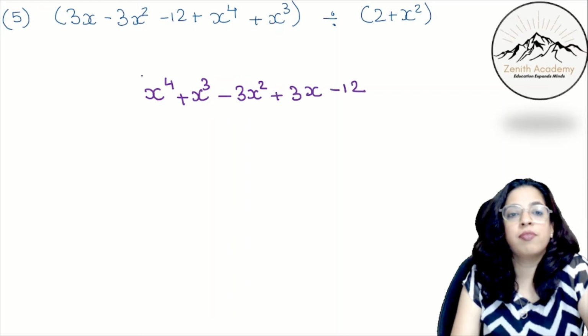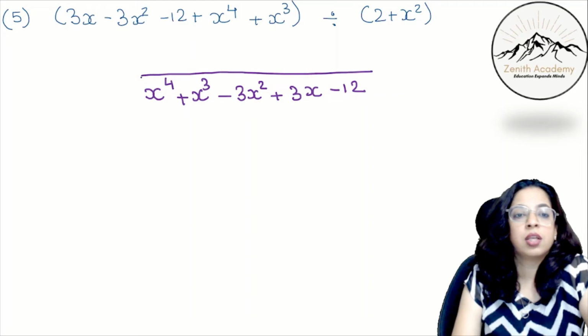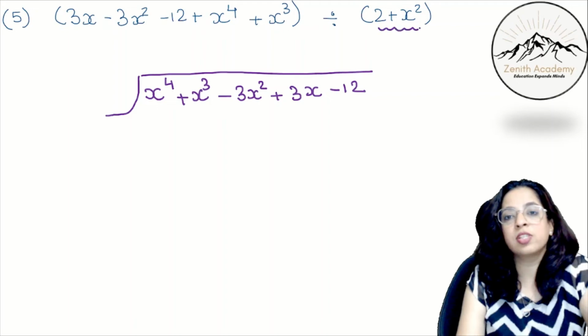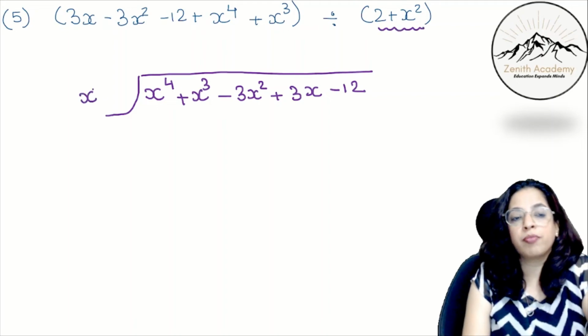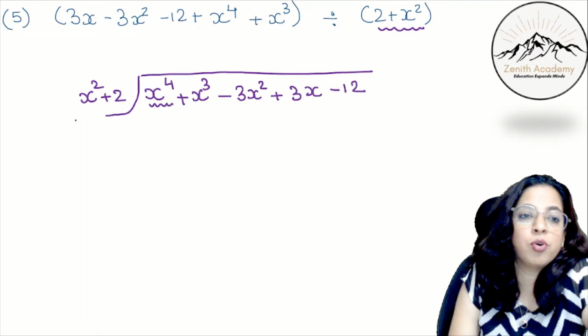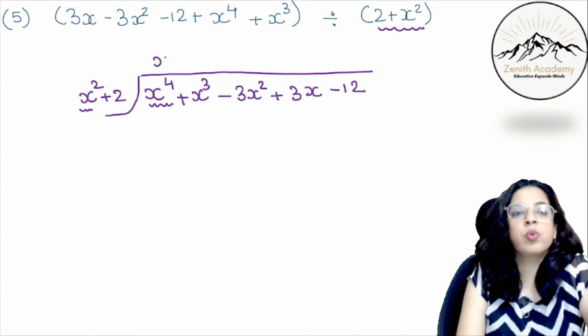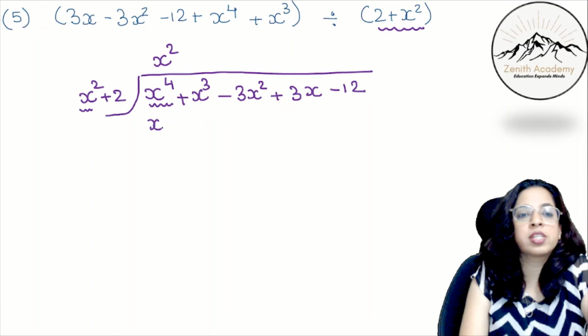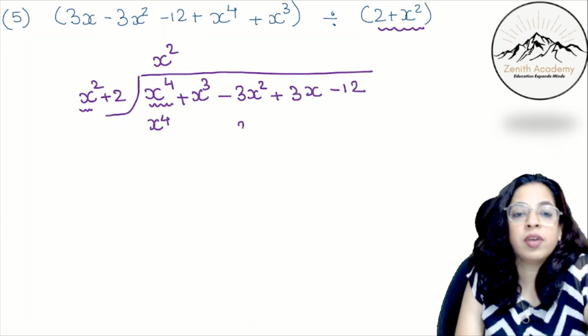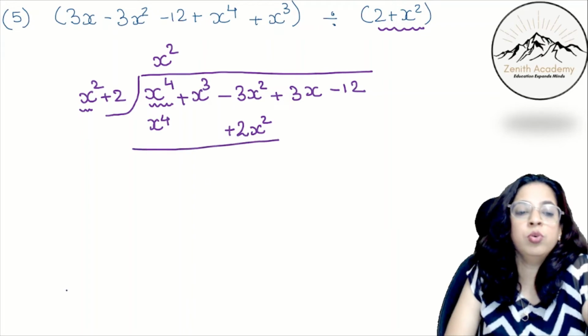So first you will have to convert it like this. No index should be missing. Then you write 2 plus x square. This also has to be in the proper form, so it has to be x square plus 2. Correct? Now see, this is x raised to power 4 and this is x square. So x square into x square should give you x raised to power 4. But there is 2 as well. So 2 into x square is 2x square. We should not write 2x square here. Wherever there is x square, we will write 2x square that side. Is that clear to you?